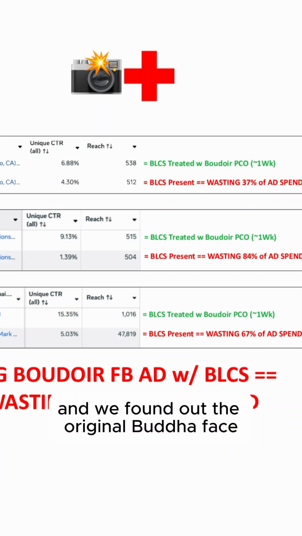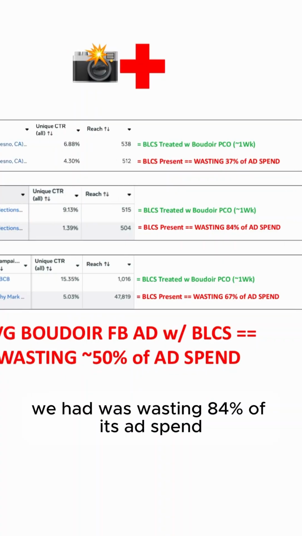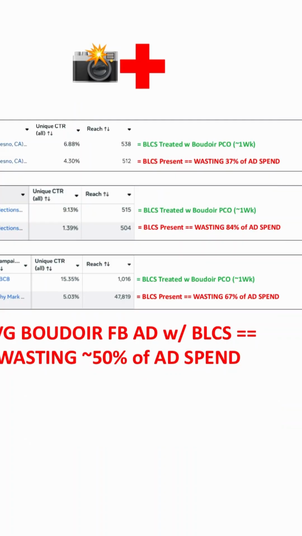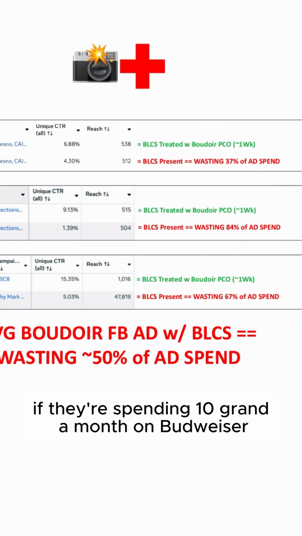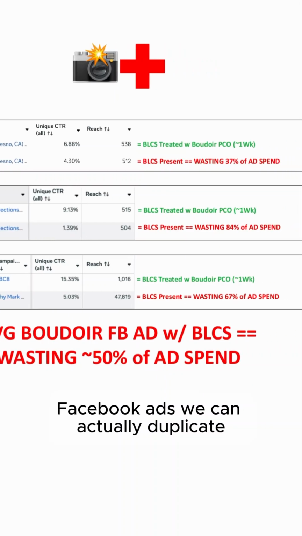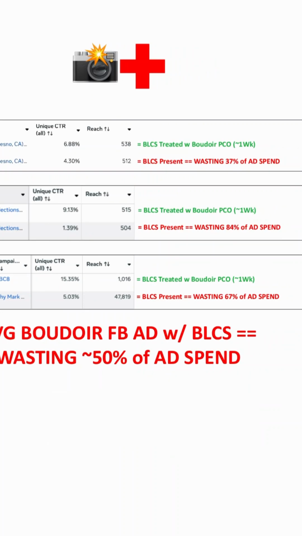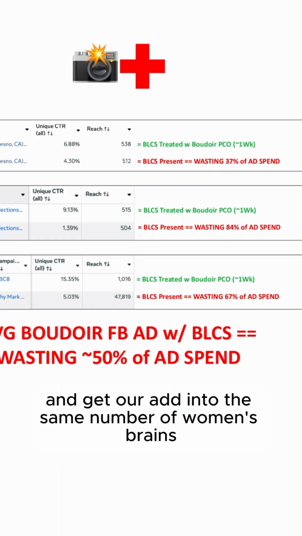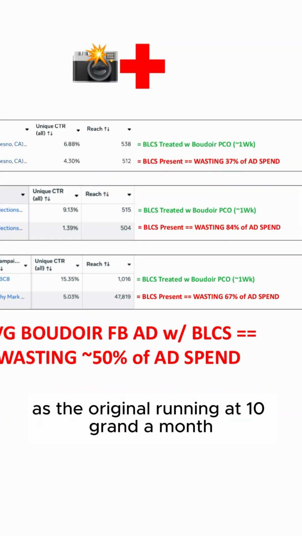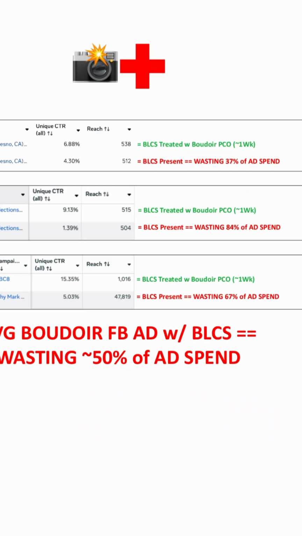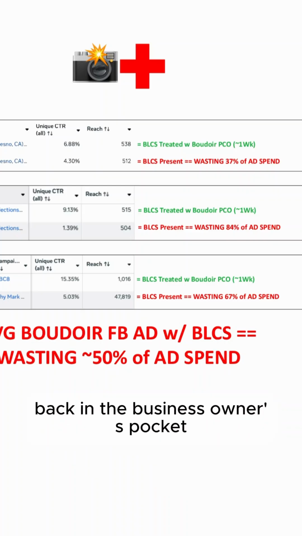And we found out the original Boudoir Facebook ad is wasting 84% of its ad spend. So since it is wasting 84% of its ad spend, if they're spending 10 grand a month on Boudoir Facebook ads, we can just take our spend, put it on the Boudoir Pico treated ad at $1,600 a month and get our ad into the same number of women's brains as the original running at 10 grand a month. So $8,600 a month in savings. Literally, what's that, 100 grand in the next year, kind of like phantom profit back in the business owner's pocket.